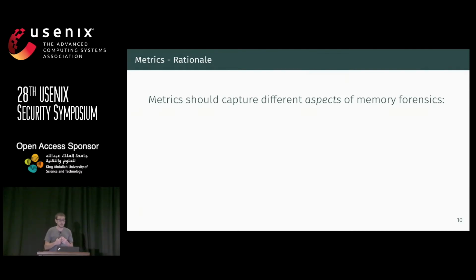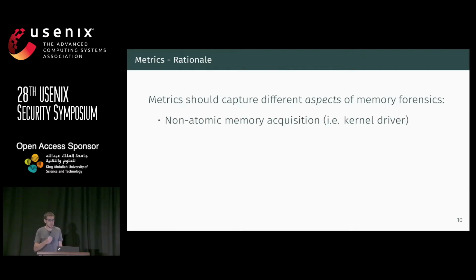The rationale behind these metrics is that they should capture different aspects of memory forensics. The first interesting aspect that we want to capture is the fact that nowadays memory is not acquired in an atomic way. What does this mean? This means that while the memory acquisition process is running, the operating system is not frozen, because, for example, the memory acquisition process is nowadays implemented by a kernel driver. This can introduce inconsistencies, because the resulting memory dump doesn't reflect the state of the memory at a given point in time, but is more like a mix of different time points.